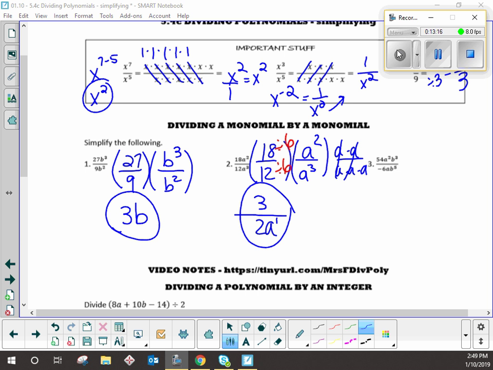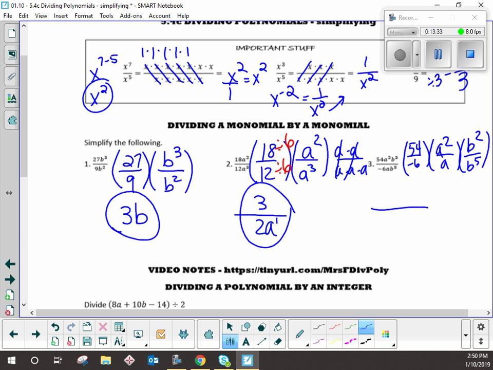Okay, how many different groups of things are here? 3 groups of things. It's the numbers, the 54 over negative 6, the a's, and the b's. So just doing those one at a time. 54 divided by negative 6 is what? Negative 9, right? You can do the negative on top or bottom or on the outside, as long as it's only in one spot. A squared over a, where are the most a's? On top. So a is going to stay on top, and how many are left over? Just the 1.